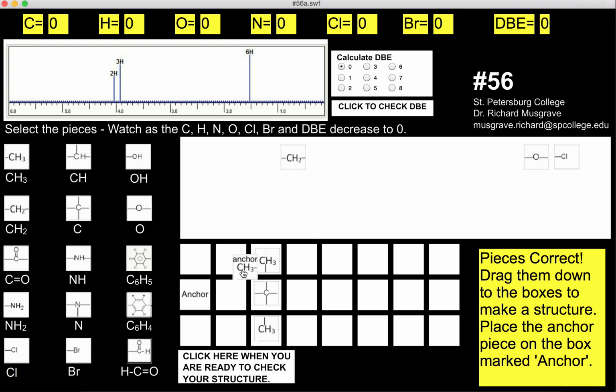The one thing we can't do here is put the CH3 attached to the same C, because what that would mean is that all 3 of these would be equivalent and the CH3s would all be under 1 peak as a 9H, and that's just not what we're seeing here.